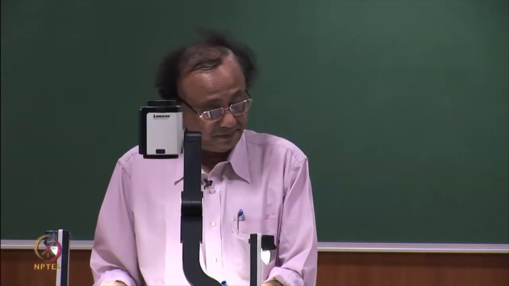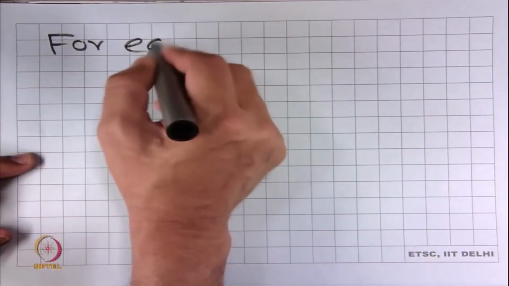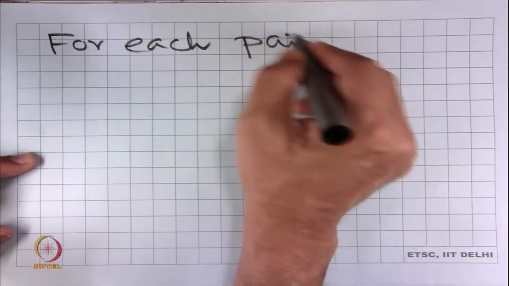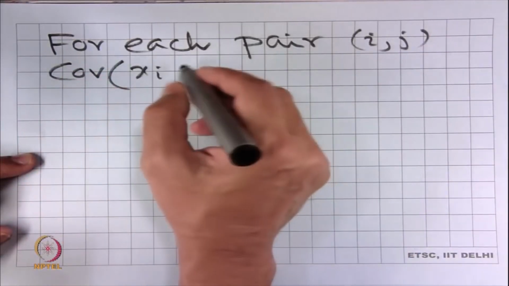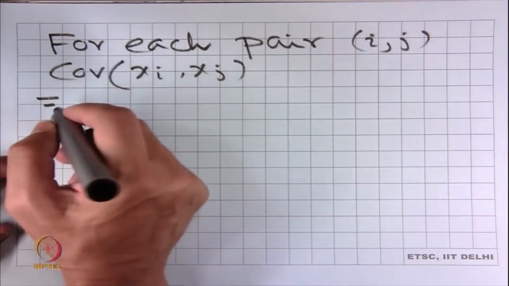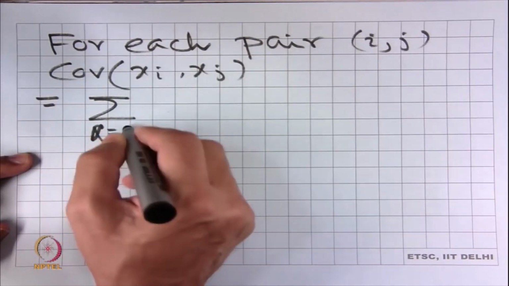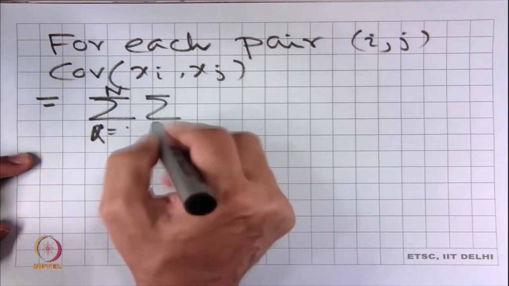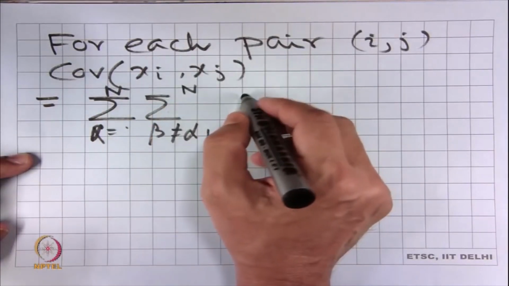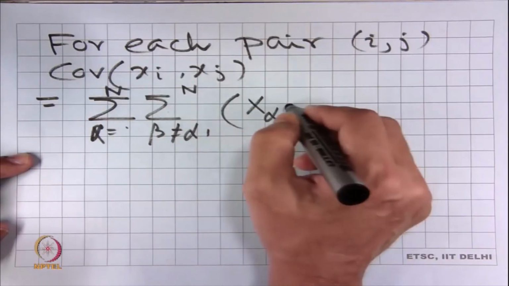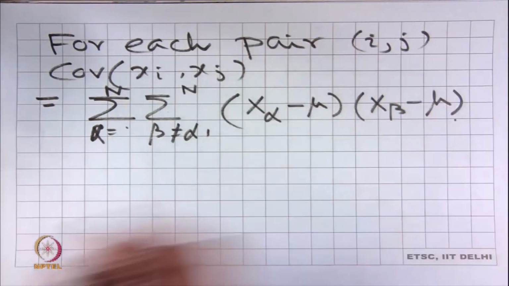As before, for each pair i j, covariance between xi and xj is equal to sigma over alpha equal to 1 to n, sigma over beta not equal to alpha from 1 to n, x alpha minus mu into x beta minus mu.